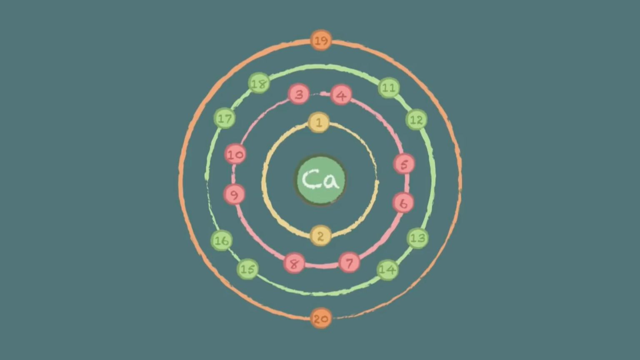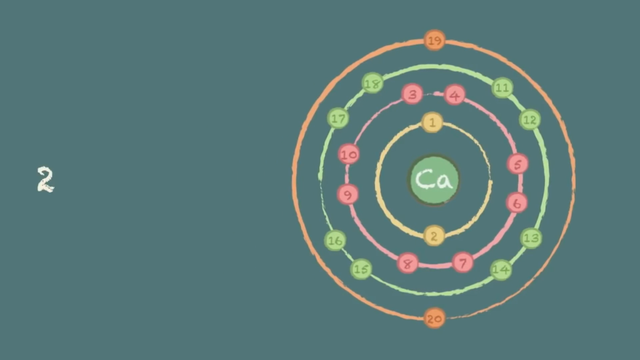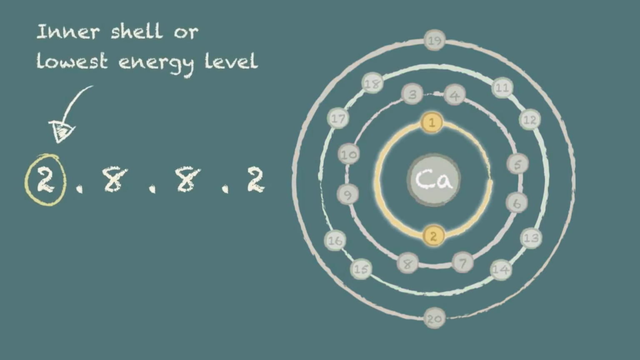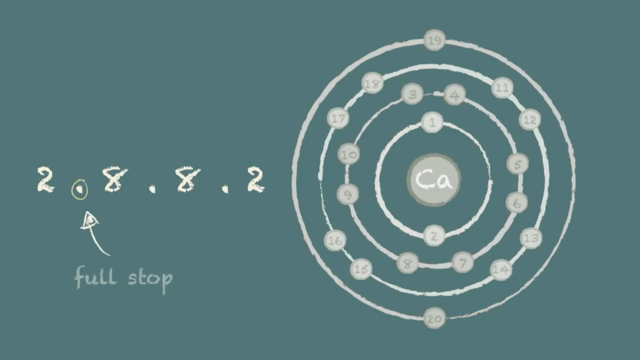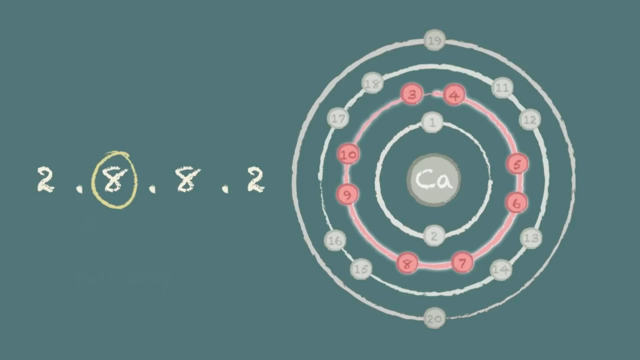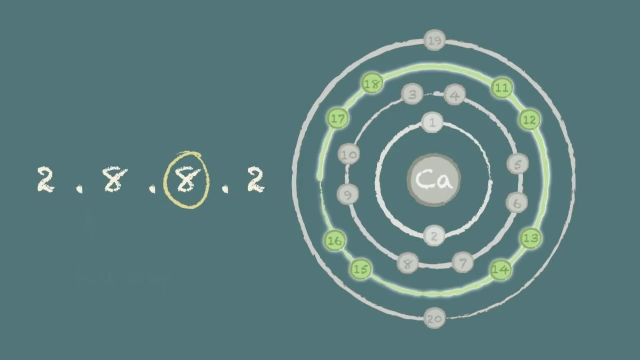Now, if we wish to write this electronic configuration in short form, it would be written as 2, 8, 8, 2. This first number represents the electrons in the first shell or lowest energy level. The full stop, which can also be replaced by a comma, shows how the electrons are separated between each shell. The second number tells us the number of electrons in the second shell, followed by the third and the fourth shell.